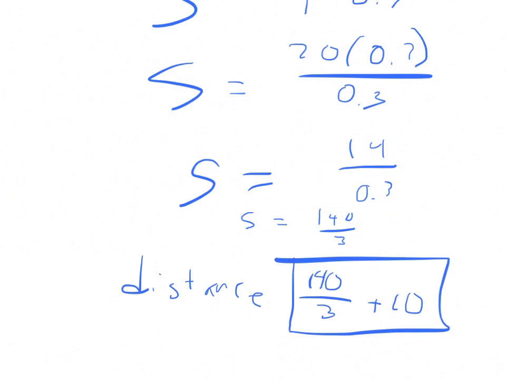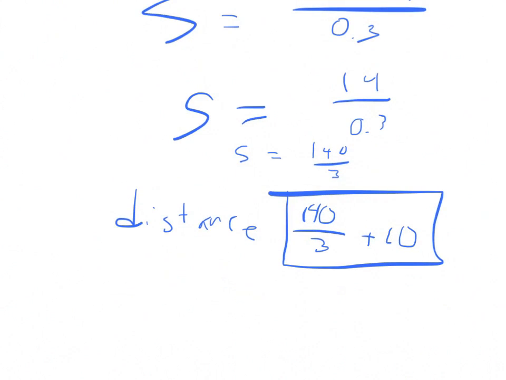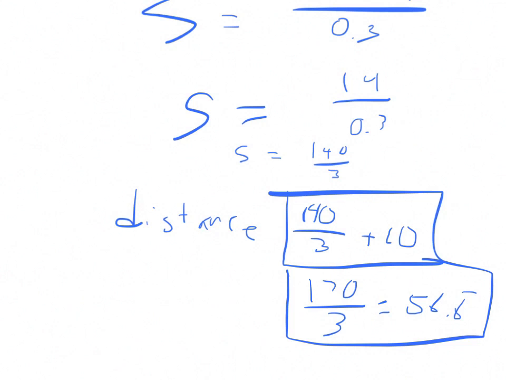But we can do a little bit better than that in terms of making it prettier. If you get a common denominator, this will end up being 170 over 3, which in the calculator is 56.6 repeating. Okay, so any of those answers would be acceptable on the exam.